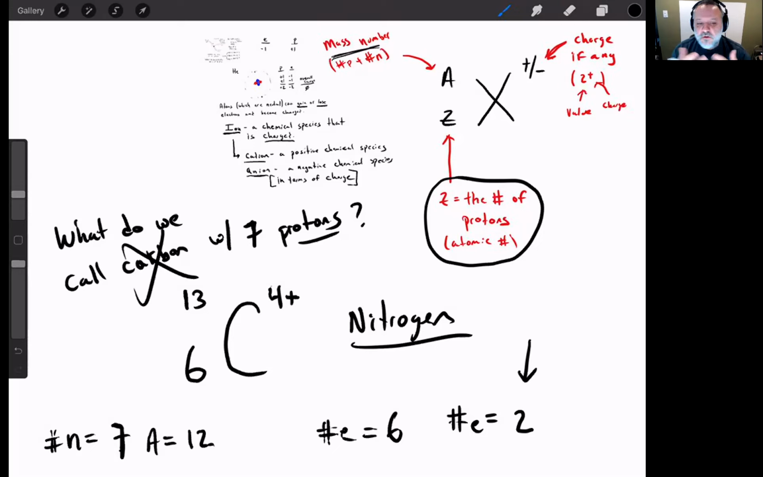So what do we call carbon with 7 protons? There isn't carbon with 7 protons. There's no such thing. Something that has 7 protons is some species of nitrogen, right? And so I just want to make sure that everybody's clear on that, right?